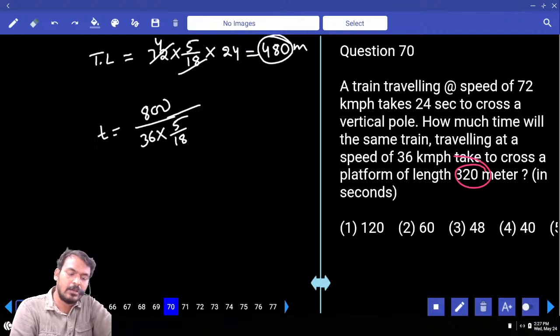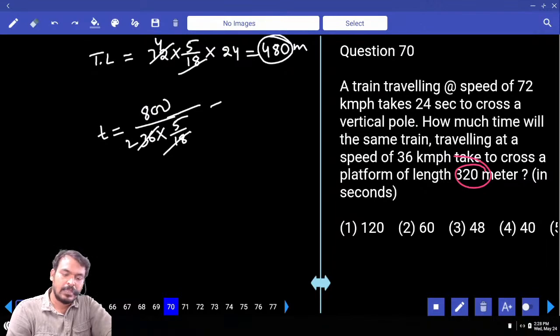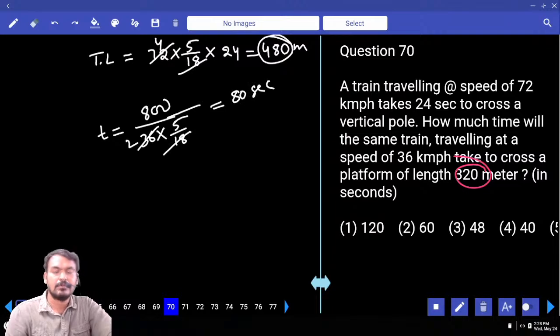Where do we get the time value? 18 almost 2 times. 2 5s are 10. Then the answer is 800 by 10, 80 seconds. Seconds or minutes? Seconds.